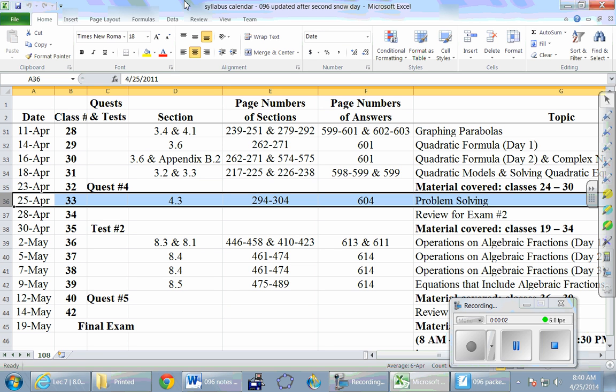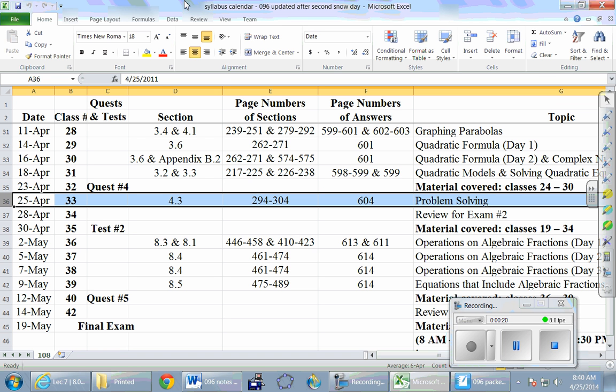We'll start today by looking at our calendar. So we just finished quest number four. There are only five quests of the semester. You can see there's just the one left very near the end of the semester. Today we are talking about problem solving, lots of word problems, again, where the problems involve quadratic equations.